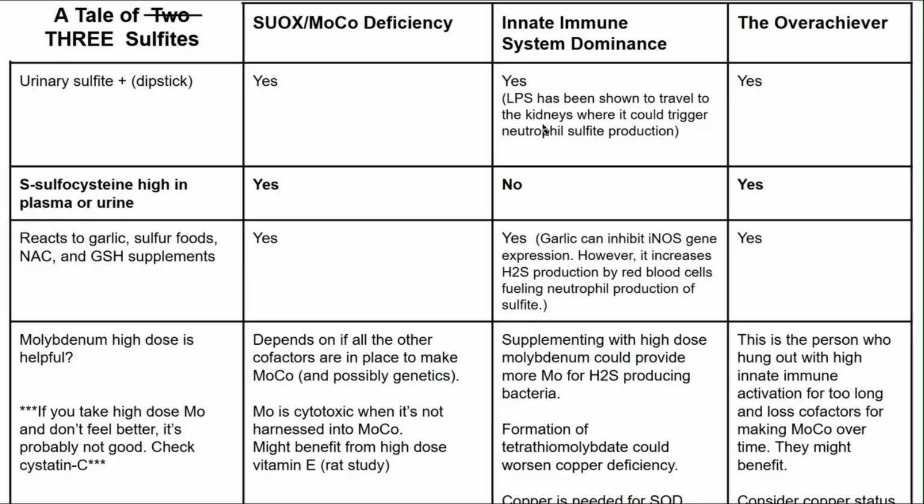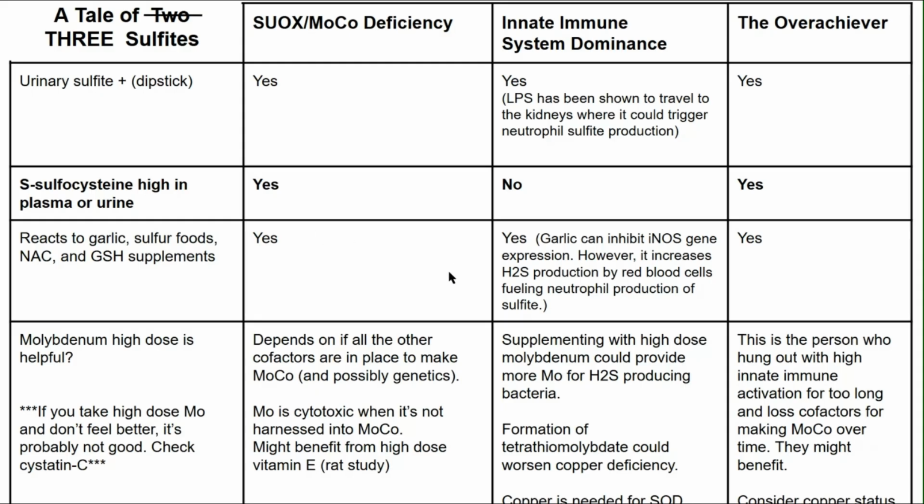So, again, a tale of 3 sulfites. If you have this problem, a sulfite oxidase deficiency, you're going to react to things that push your sulfur metabolism because you're going to end up with more sulfite. So garlic, sulfur foods, NAC, and glutathione supplements will all trigger sulfite toxicity symptoms.